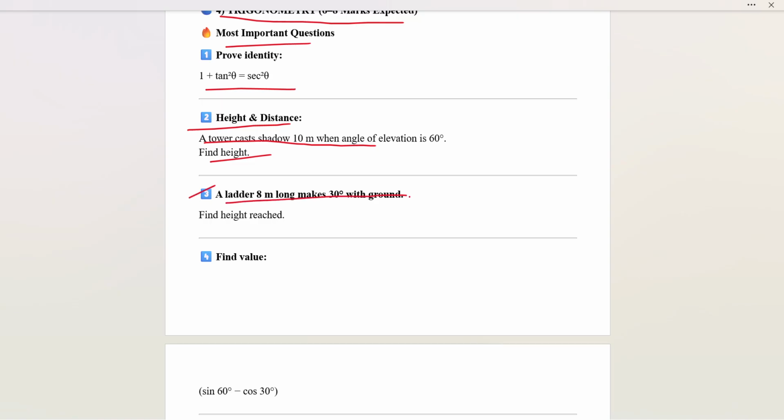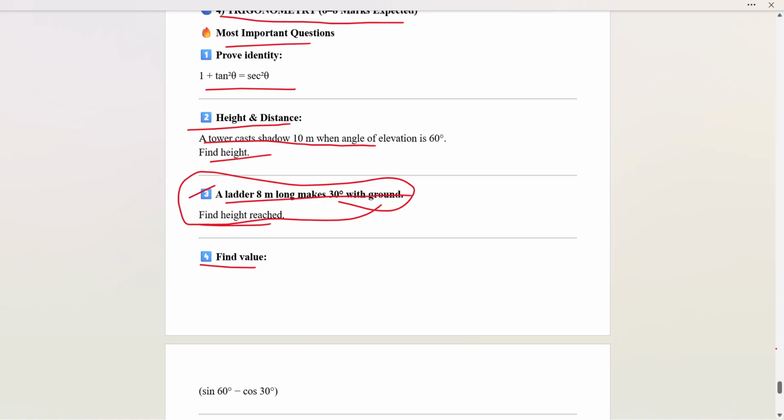Next, a ladder 8 meter long makes 30 degrees with the ground. Find the height reached. It is a short question, but very important, and it is also present in your geometry book. You can solve that question and extra ones in your problem set. It is a famous question.